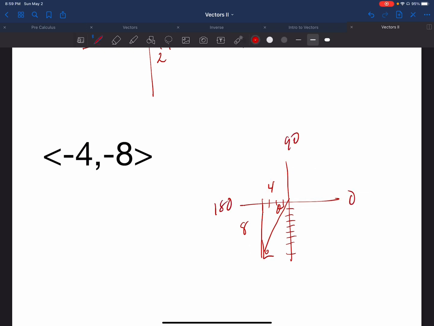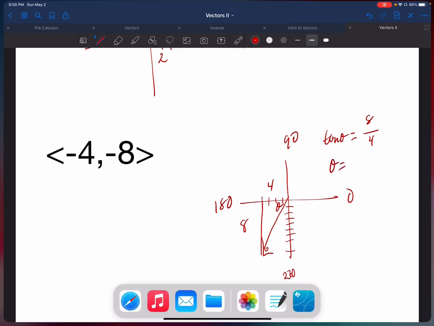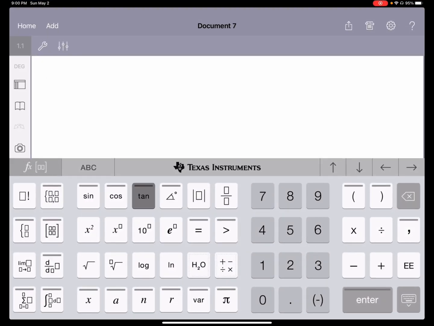We can do 180 plus theta, or we can use the 270. But if you use the 270, you would have to do some extra work and find this red theta at the bottom and subtract that from it. So I'm going to do tangent of theta equals my opposite, which is 8, divided by my adjacent, which is 4. So inverse tangent of 8 over 4.